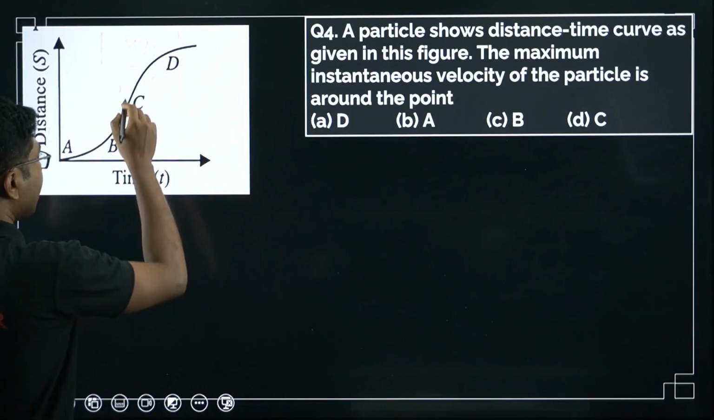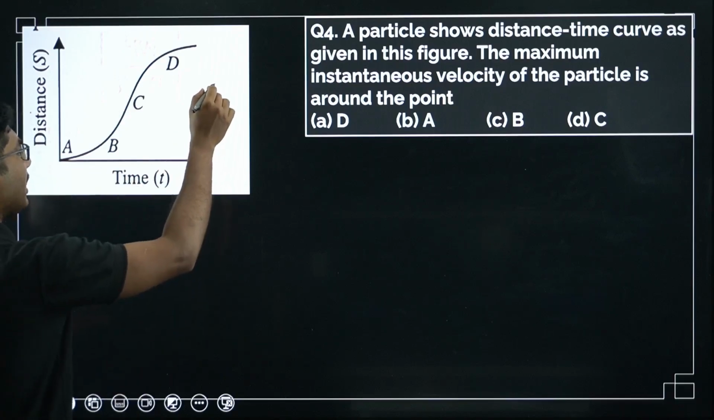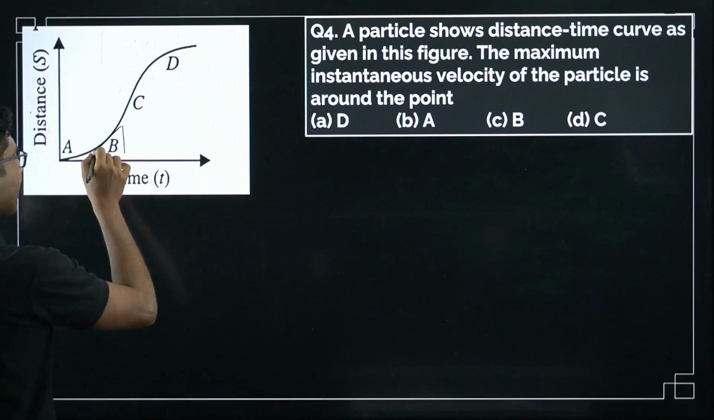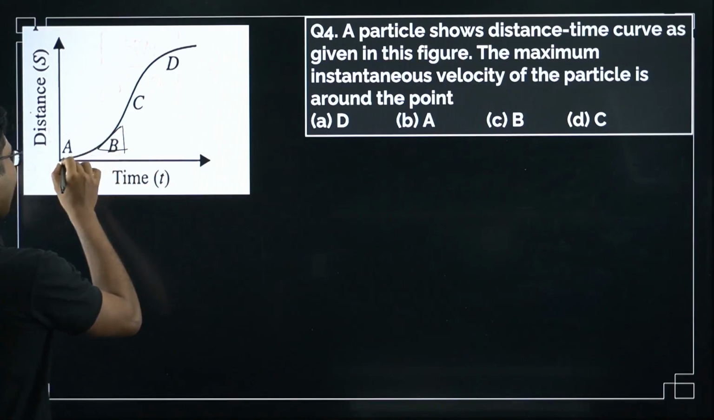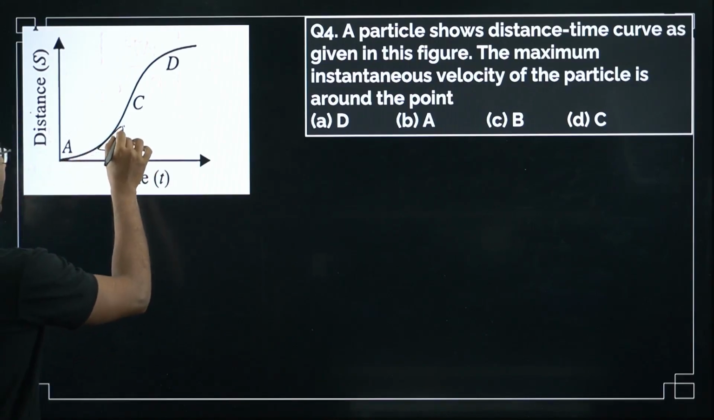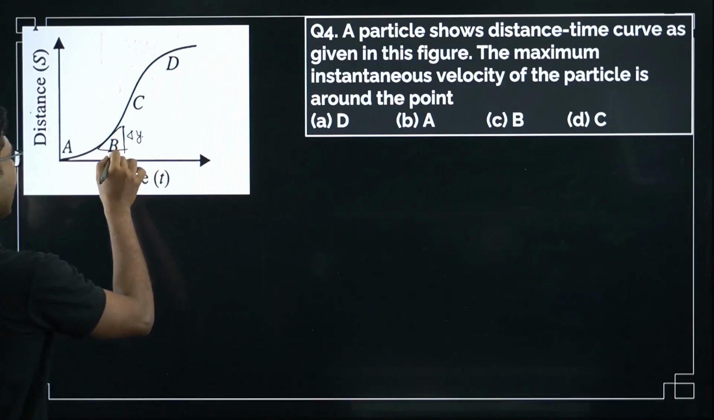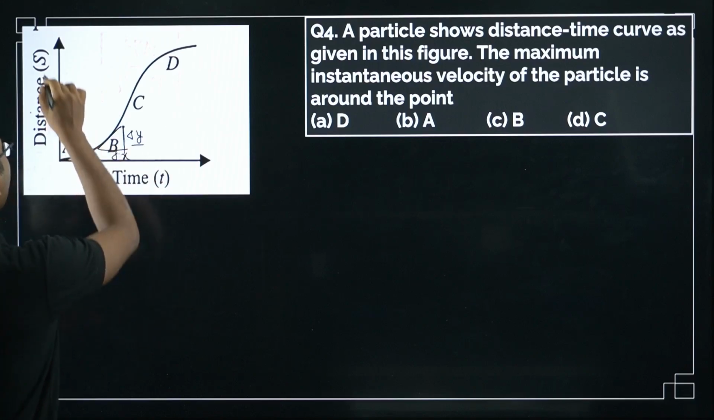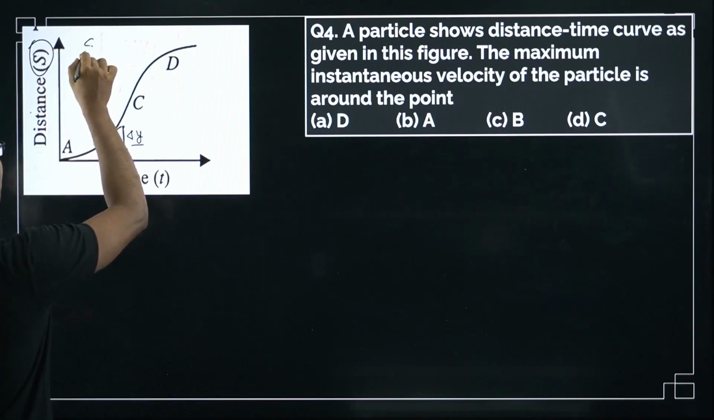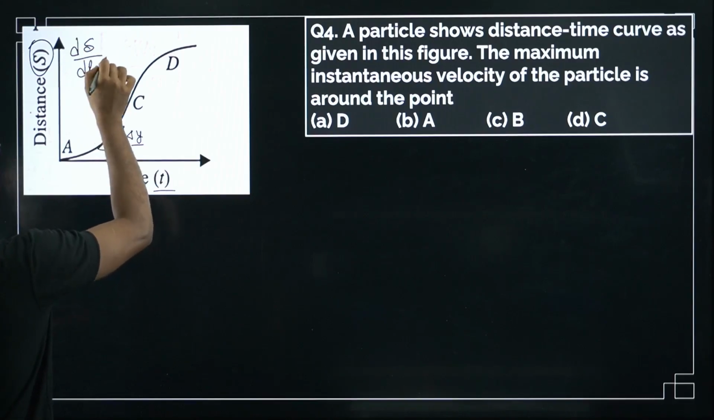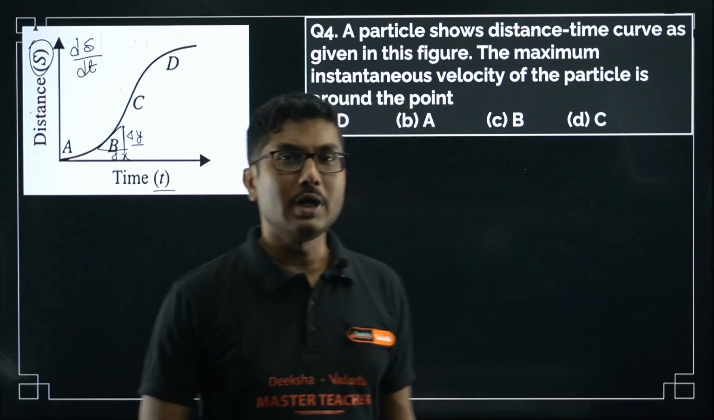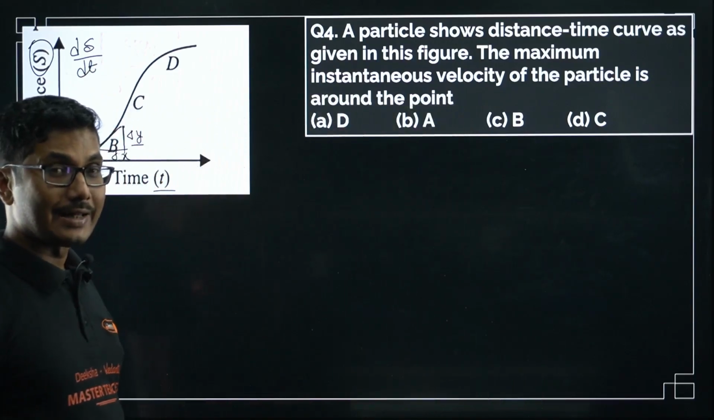Maximum instantaneous speed means the slope at any point. For example, say we are finding the slope at B. At A it is 0. At B, what does the slope mean? Slope is delta y by delta x, right? Here delta y is distance, s, and time is t, so ds by dt will be the instantaneous speed. Basically, this is nothing but the slope of the displacement-time graph at that point.